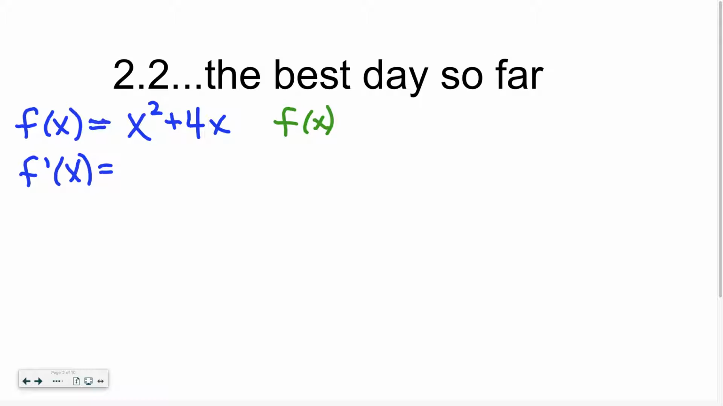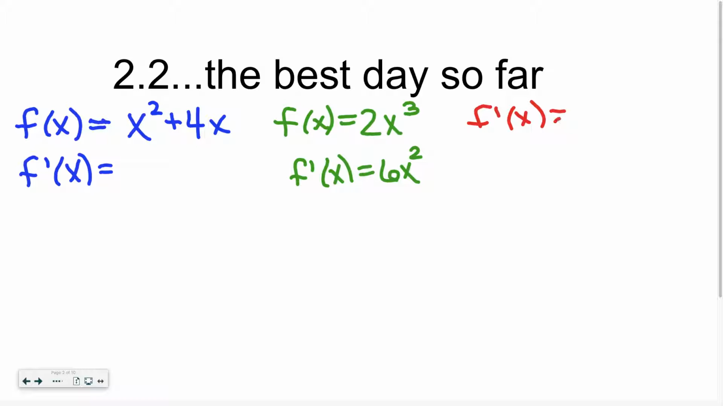Okay, right here, what was your function? 2x cubed. And what was your derivative? 6x squared. Okay, right here, pod 6. We had 4x squared. And your derivative? 8x. Oops.